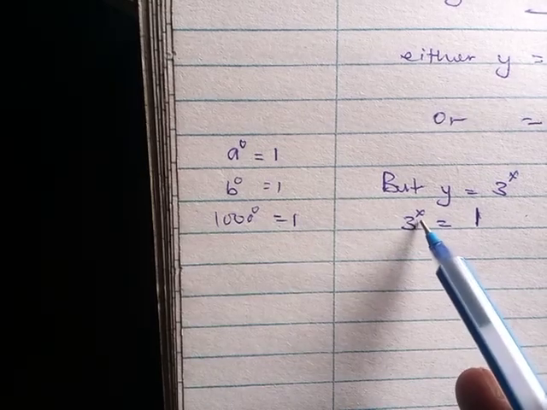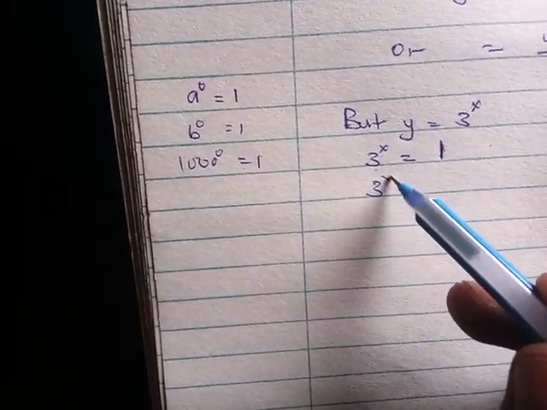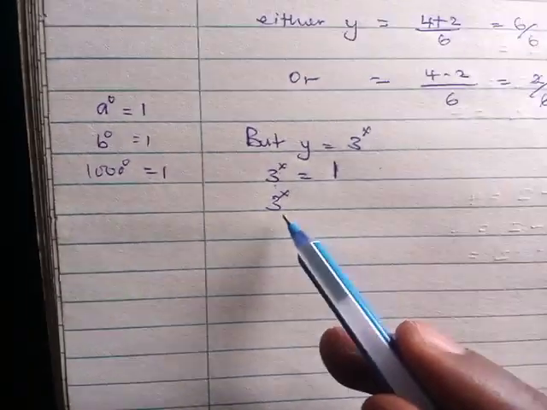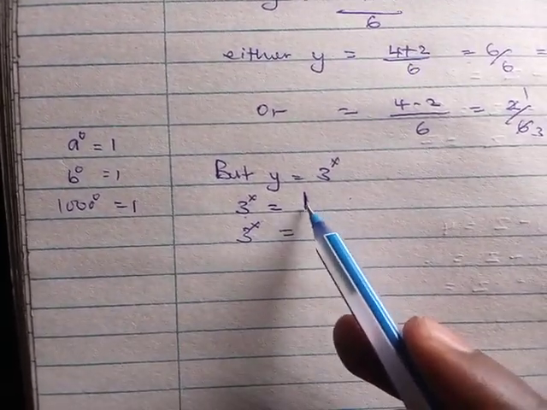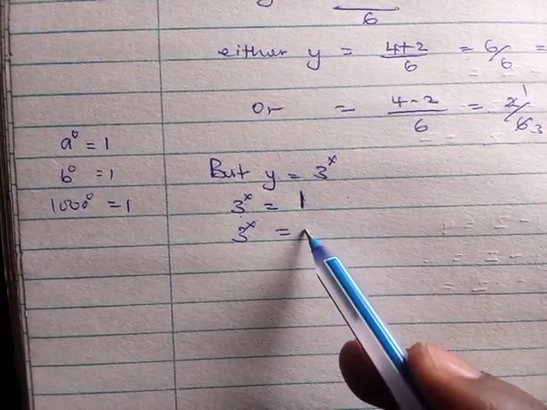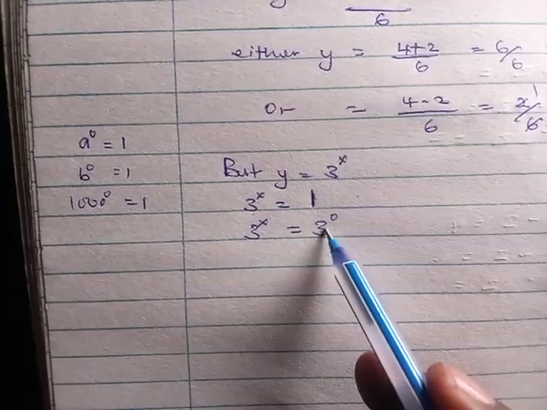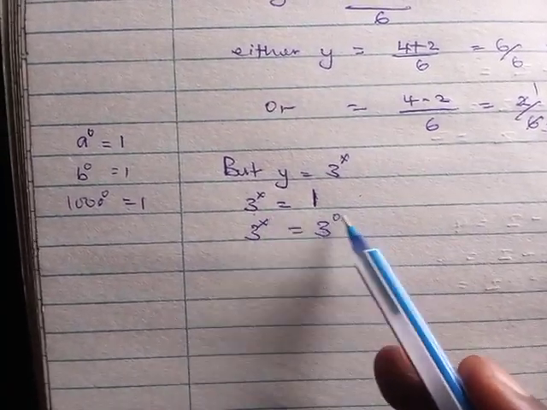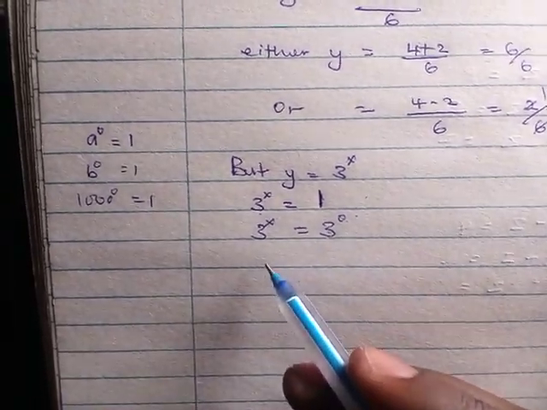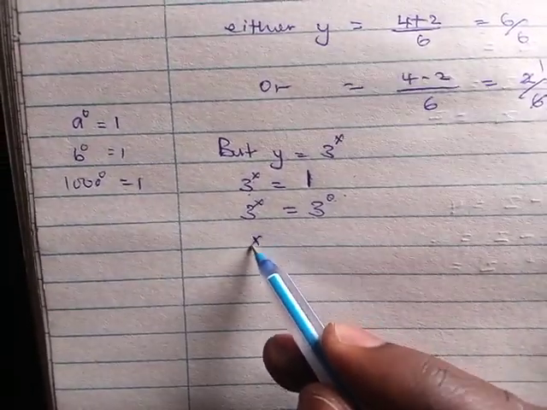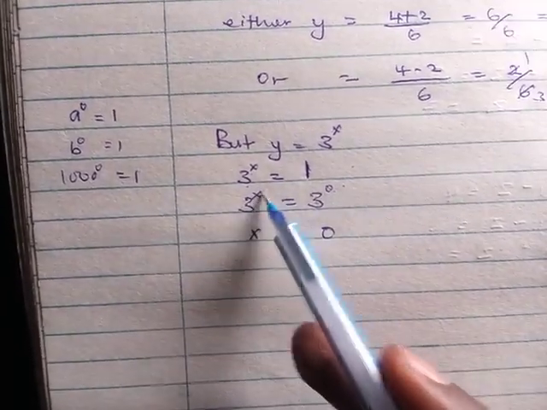So in order for me to get x, I'll get the same base. So I'll say this one is 3 power x. So in creating the same base here, in order for me to get 1, I will say it is 3 power 0. So when the base is the same, we equate the powers, isn't it? So the first value of x is 0. The base is the same, we equate the powers.